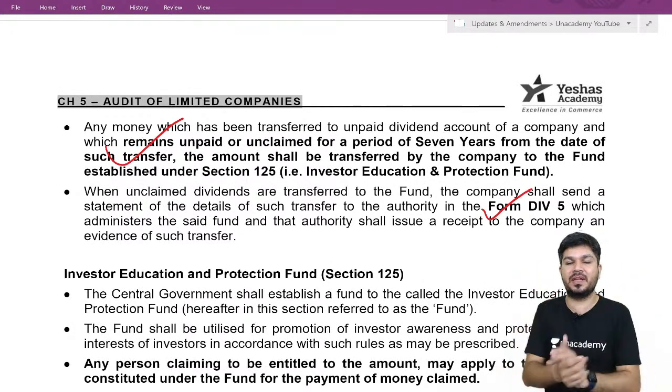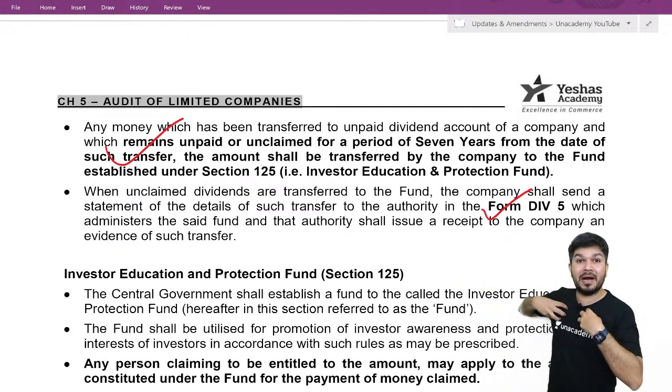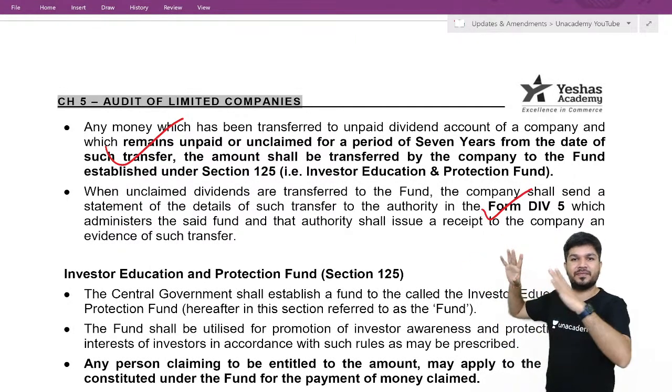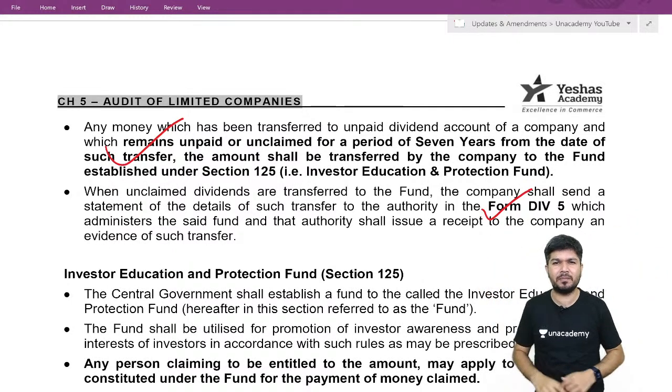Now I have a question. Dividend which has gone to IEPF, can I claim my dividend from IEPF? I woke up after so many years, oh, my dividend is pending. Can I claim my dividend from IEPF?